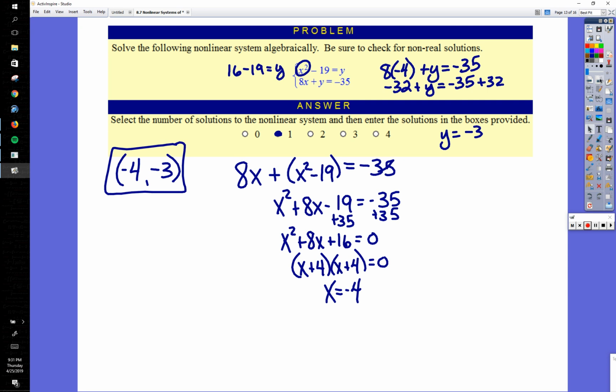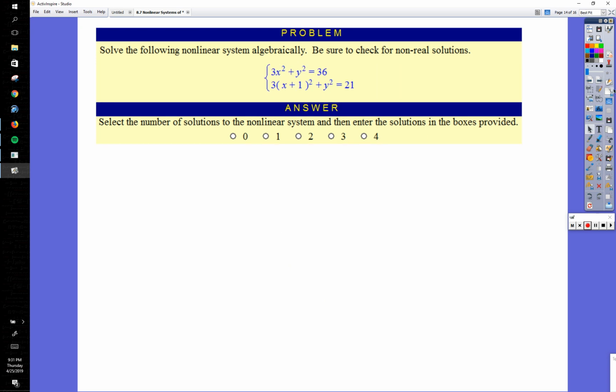Right. Looking at the next example here, you can see the first one's not quite a circle kind of thing, but it's pretty close. The second one is going to be a similar type of thing, not quite a circle. We're looking at more of a different type. But all we need to worry about is solving this algebraically, so substitution.